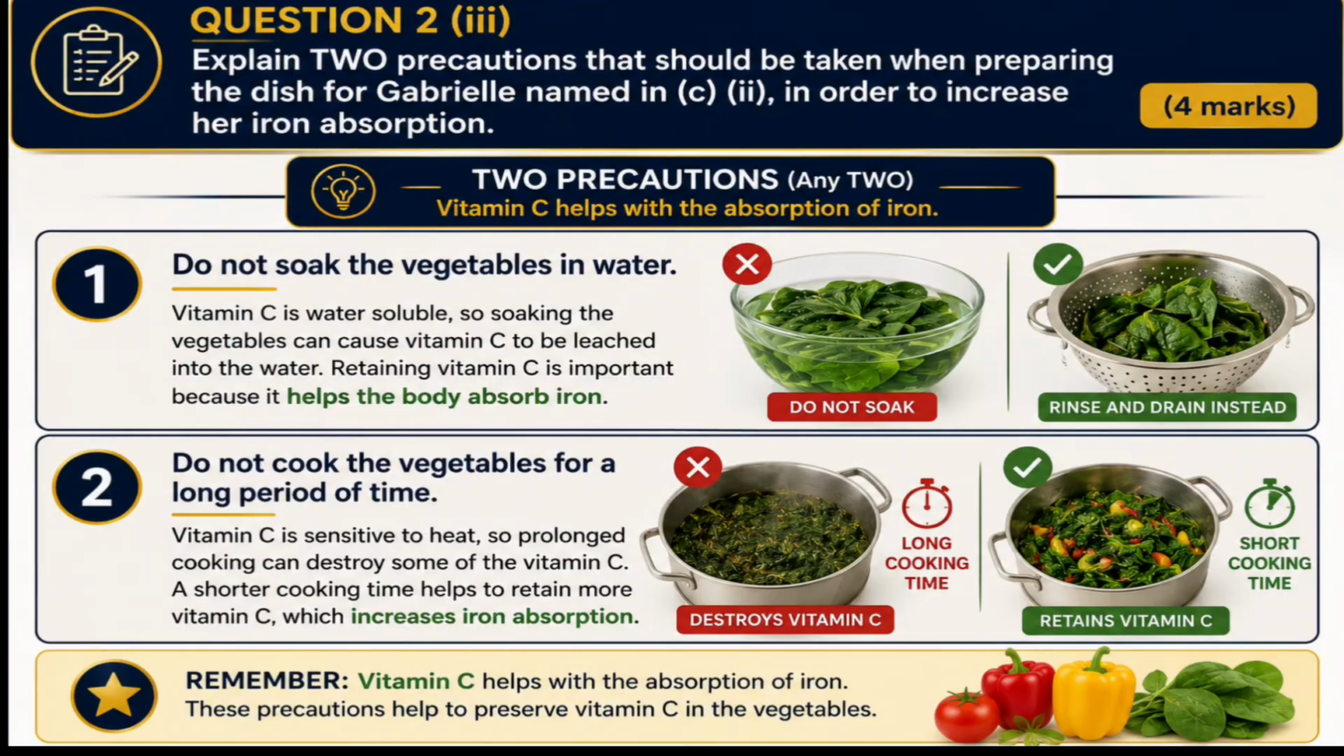Now, vitamin C is sensitive to heat, so prolonged cooking can destroy some of the vitamin C. Now, a shorter cooking time helps to retain more vitamin C, which increases iron absorption, right? So we prevent long cooking time and also not soaking, as well as rinse and drain instead and cooking for short periods of time. And please remember, guys, vitamin C helps with the absorption of iron. So these precautions help to preserve vitamin C in the vegetables.